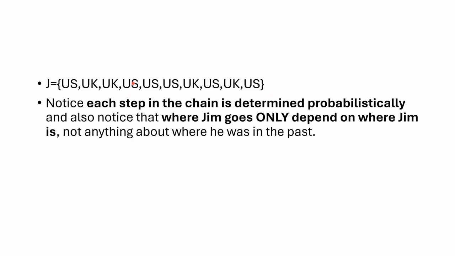And there's an important property that I want you to notice about this. It's that each step in the chain is determined probabilistically. And also another key thing is that where Jim goes only depends on where Jim is and not where he's been in the past. So for example, let's assume Jim was at this point in the chain at whatever many years. The probability that he goes to the US or UK is not affected by any of this previous history. This previous history could be anything, but it would not affect the probability of where Jim is going to go.